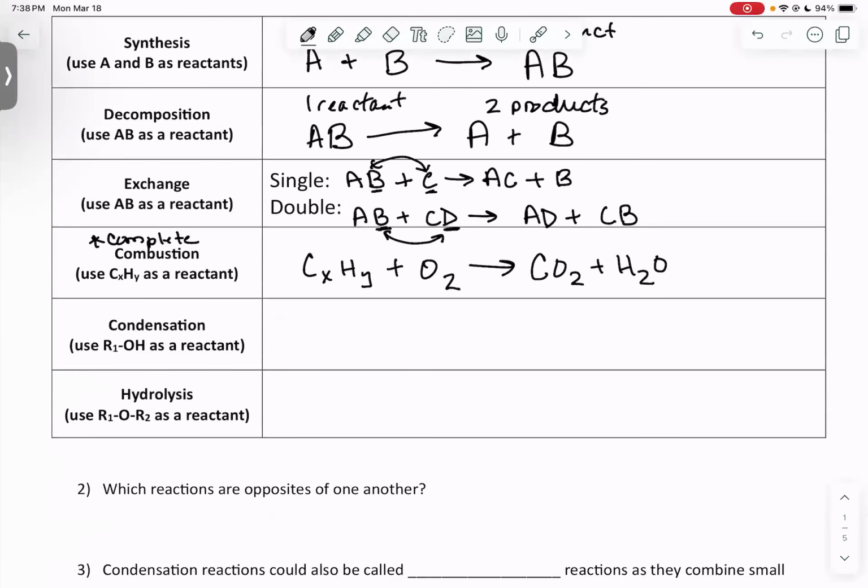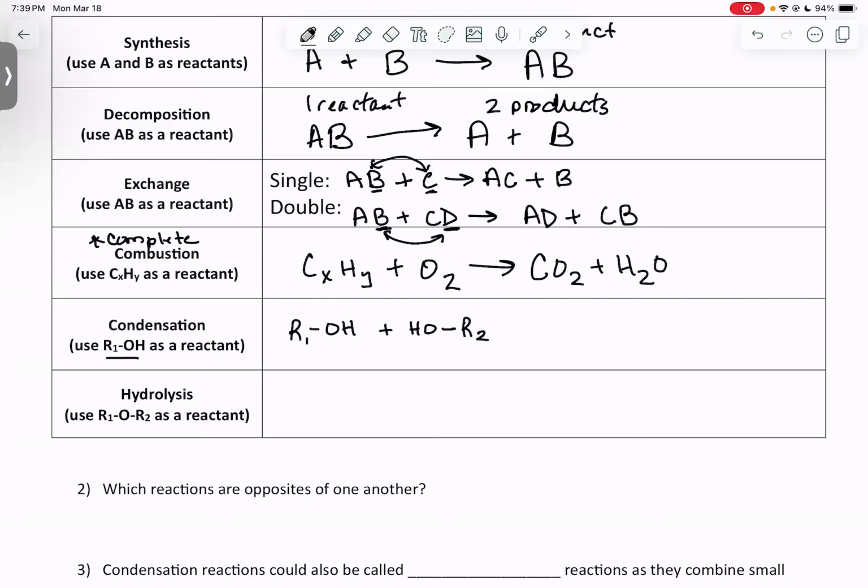All right, condensation. We're supposed to use R1-OH as a reactant. So I'm going to start with that, R1-OH, but that's not the only reactant. I should have something else there as well. I'm going to have another molecule that has a hydroxyl, just like my first molecule, except this is going to have a different rest of the molecule. So we're going to call it R2.